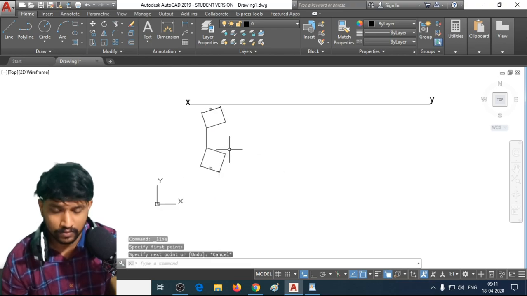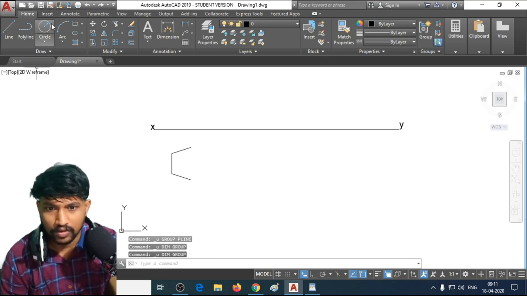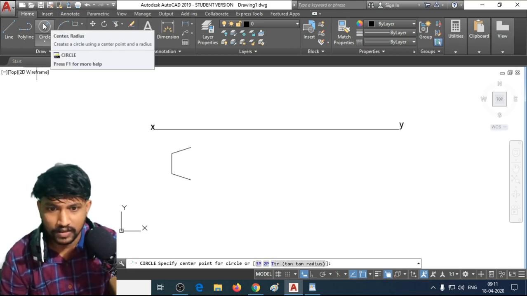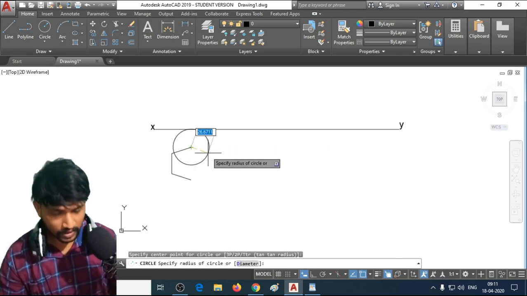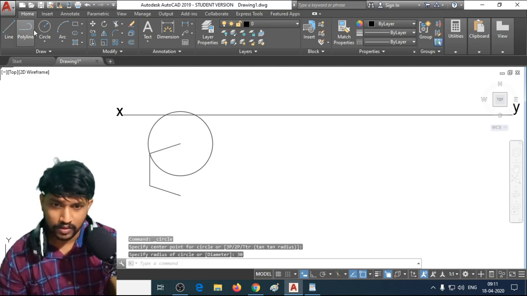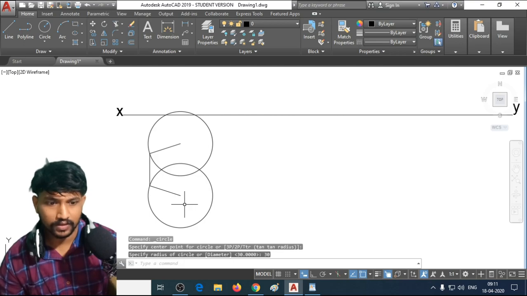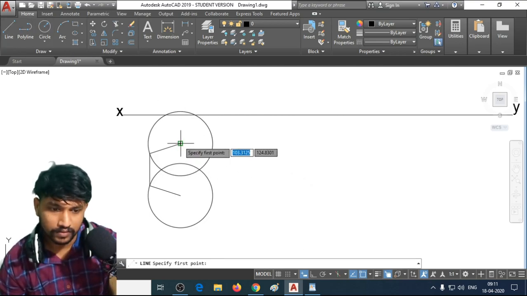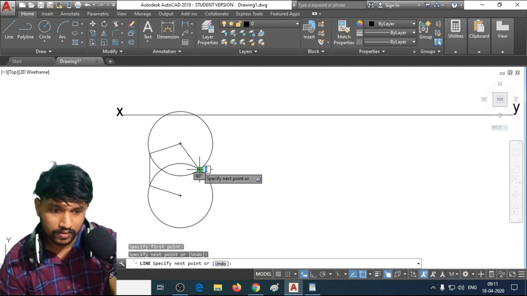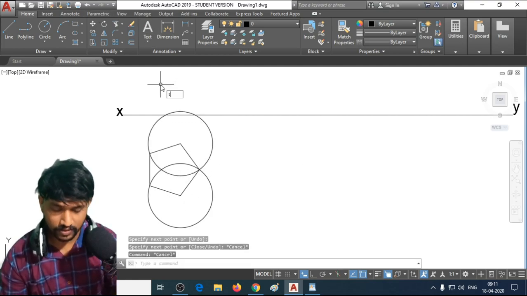Yeah, both are exactly like I want them to be. Now what to do? Let me take a circle. We have to take the arcs, dimension 30, and from here also take a dimension of 30. So wherever these two are going to intersect, okay, I'm going to trim this.